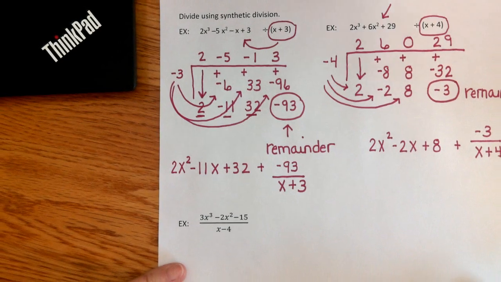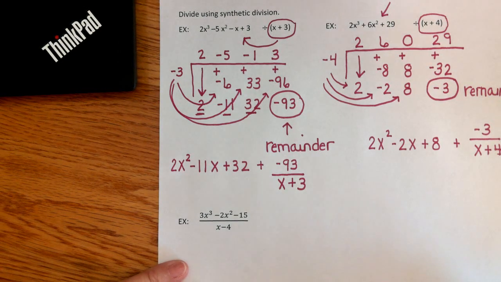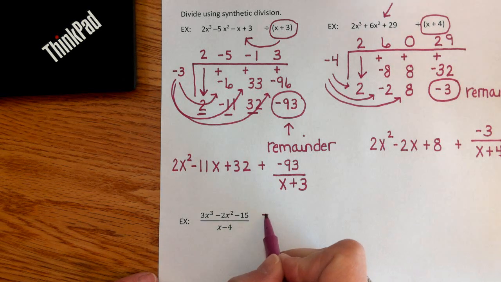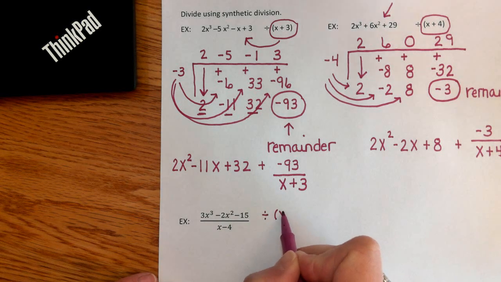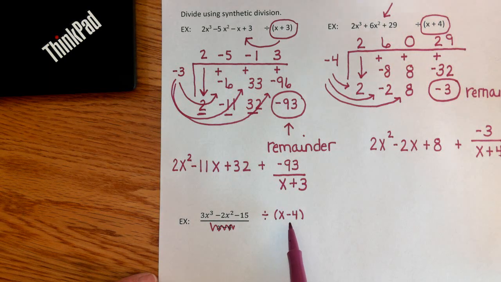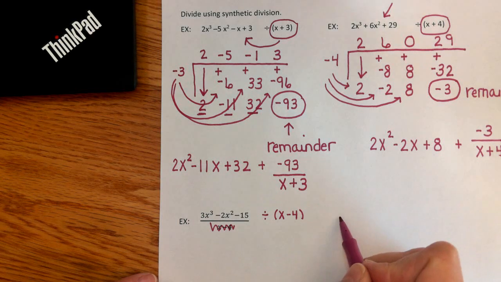All right, our next problem. It just looks a little bit different. It's not different at all. I could rewrite it and say divided by x minus 4 if I wanted to. Just change it so that it looks like the previous ones. Check your problem to make sure it's in the appropriate form, and you can do it. So I look at the root of this, which is 4.